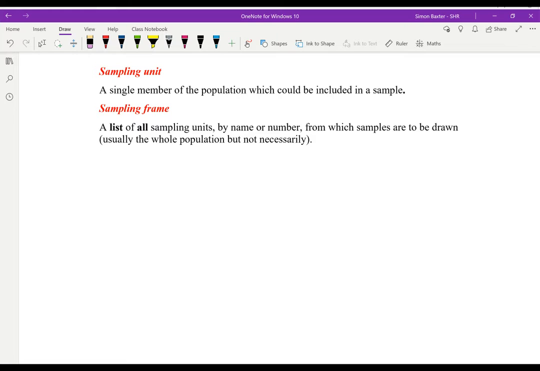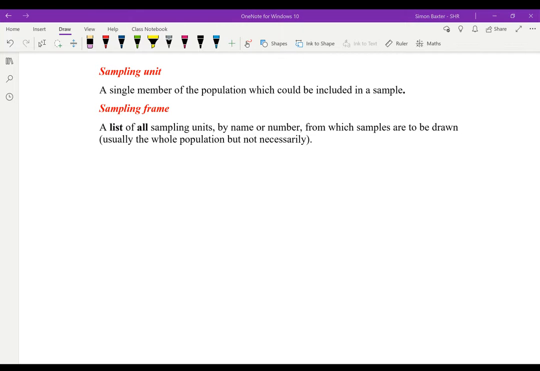And sometimes it's not possible to use the whole population. If you think of the population of Bangkok, can you identify every single person living in Bangkok? That would be very difficult. So your sampling units could not be anybody who lived in Bangkok. You'd have to have some way of listing the people. And once you have made your list, then anybody on that list would be a sampling unit.